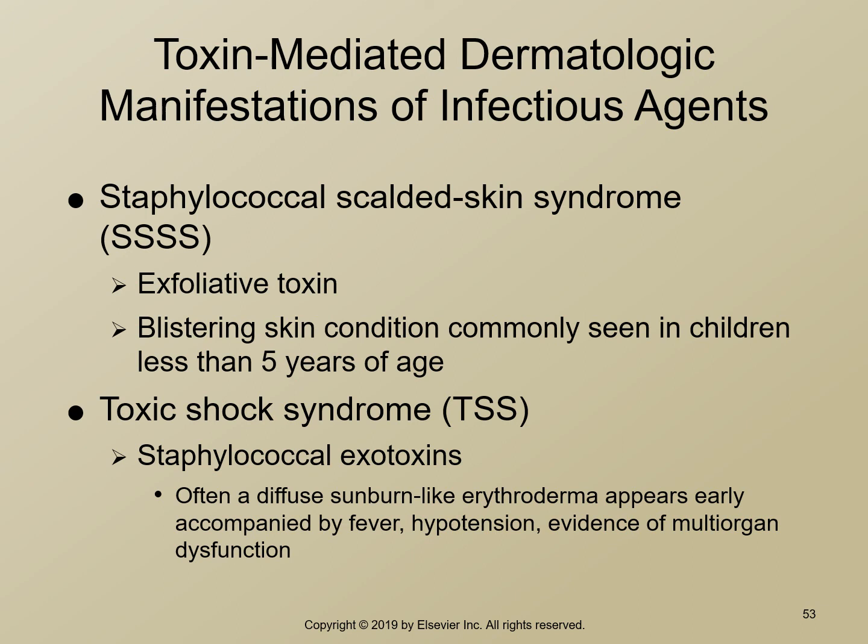Toxic shock syndrome is another cutaneous manifestation that can be caused by staphylococcal exotoxins. These exotoxins are referred to as superantigens because they have the ability to cause widespread antigen-nonspecific activation of T lymphocytes. Toxic shock syndrome is accompanied by fever, hypotension, multi-organ dysfunction, and a diffuse sunburn-like rash that appears early on in infection.